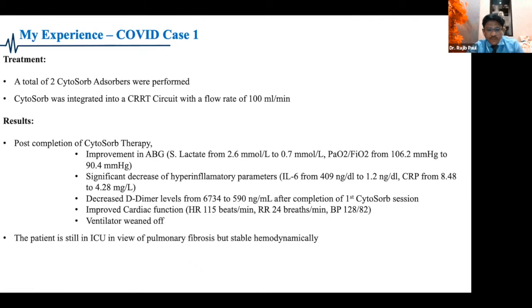But he remains absolutely stable hemodynamically. Presently, only one organ dysfunction, that is the lung, and we are gradually weaning the ventilator. We are hoping soon he will be on tracheostomy, with minimal support.